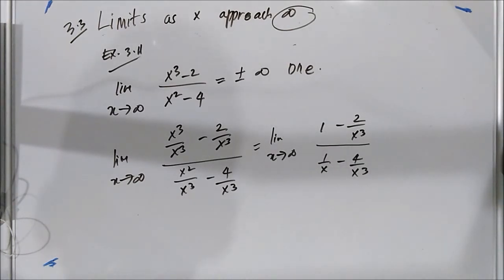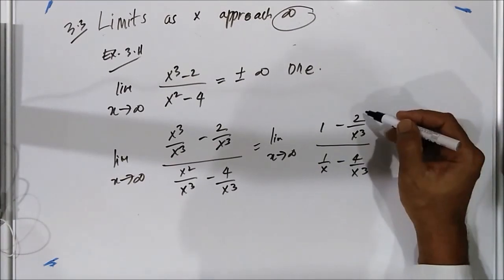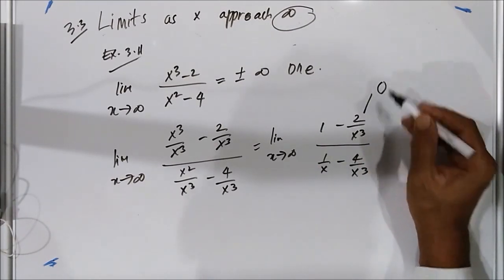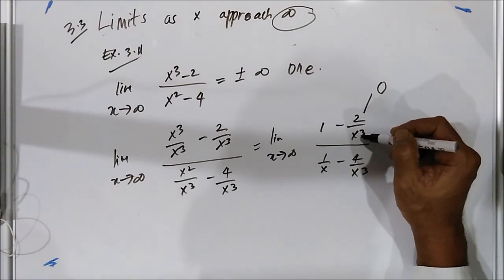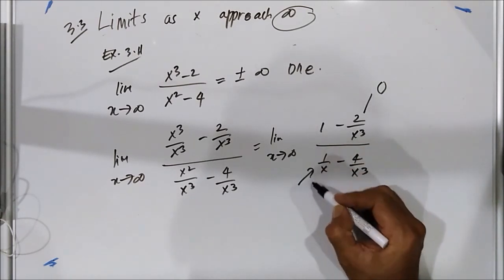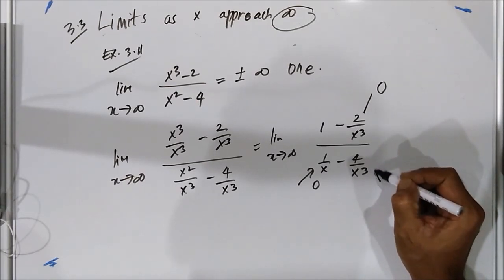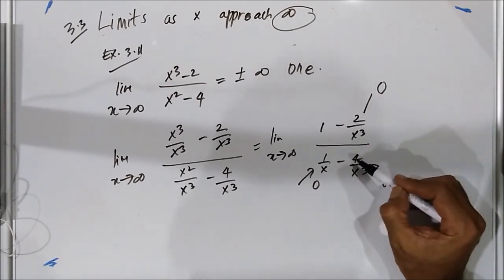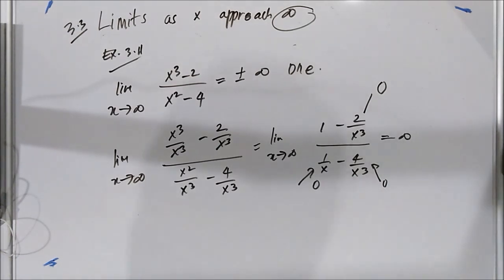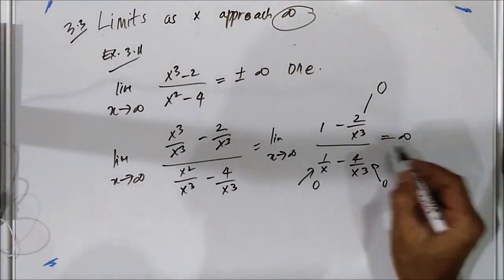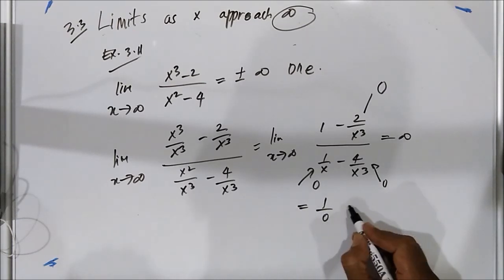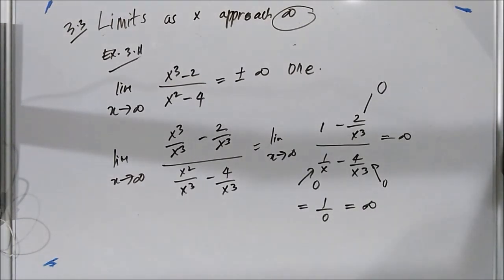So if you substitute the value here, 2 over x cubed is equal to 0. A small number divided by a very large number is equal to 0. This also equals 0, and this also equals 0. So 1 divided by 0 is infinity. Okay, so we give the answer that 1 divided by 0 is equal to infinity, or does not exist.